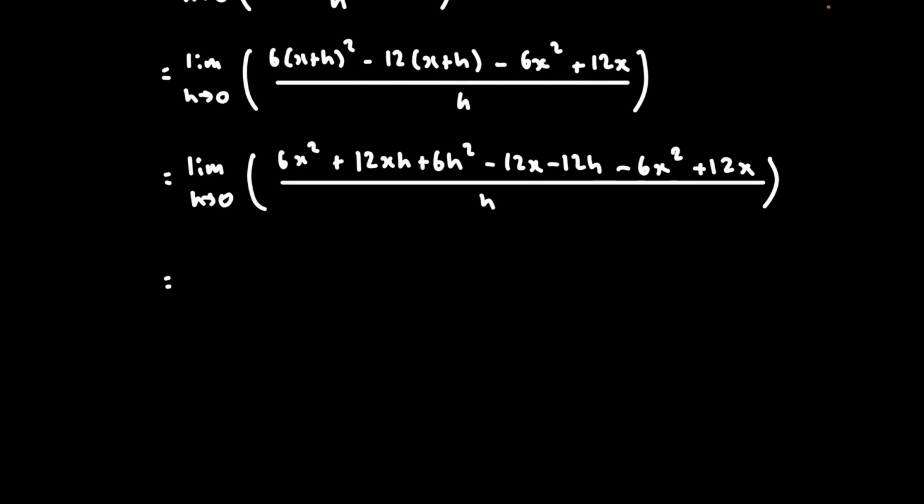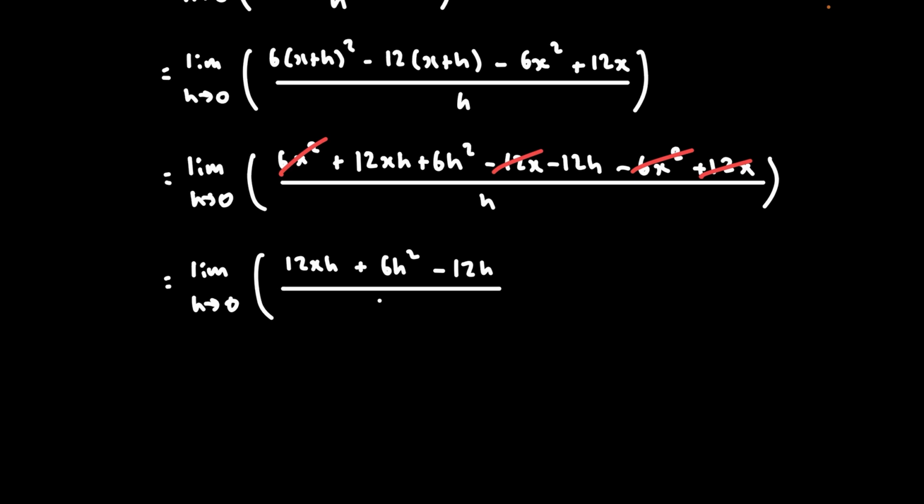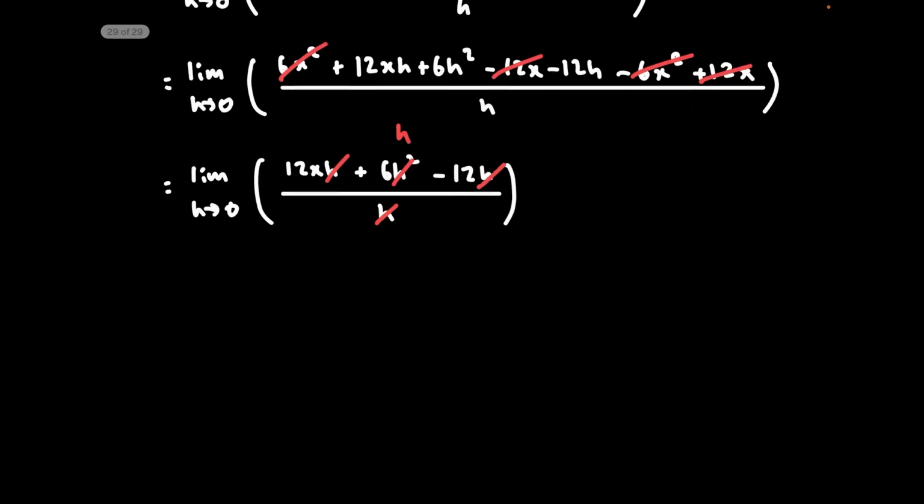Now we can continue. What I can see is we can cancel out the following terms. We can cancel out 6x squared. We can cancel out 12x. And that's all I can see so far. So we can do the limit as h approaches 0 of 12xh plus 6h squared minus 12h, all over h. We still can't sub in 0 for h because we'll get divided by 0. So that's why we want to cancel out the h. We can cancel out h here and here and here. We can also cancel it out here, but we need to have another h left over.